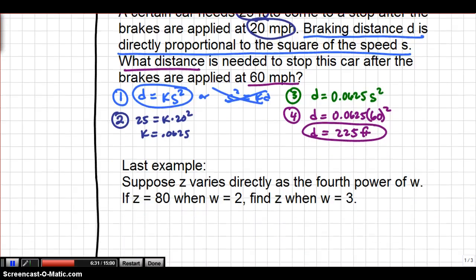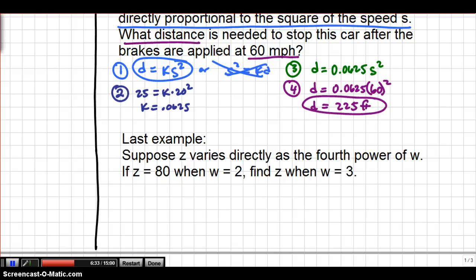We're going to try one more question here, not a word problem, and I'm going to illustrate again the process. This time, it's not a word problem. This problem simply just tells you what to do. If they give it to you in words, we're going to translate it into symbols. Z varies directly as the fourth power of W. So that means Z is our dependent variable and W is the independent.